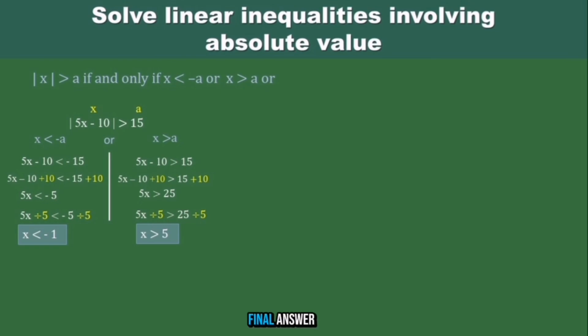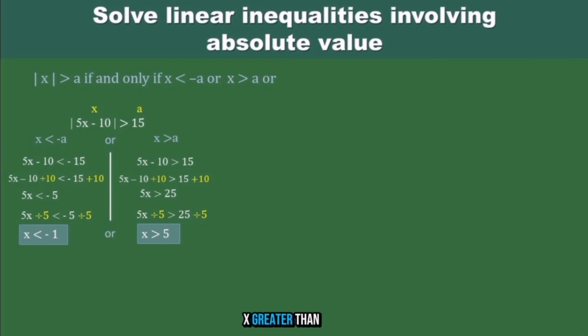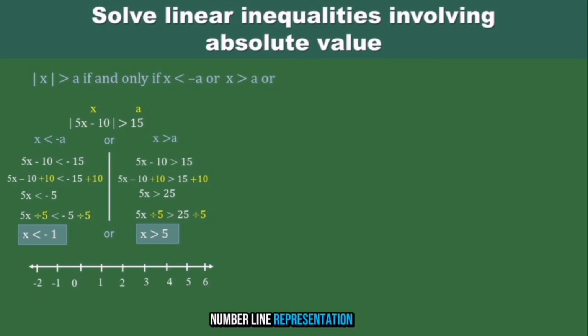So what's the final answer? Remember, Rule 3 gave us two possible solutions: x less than negative 1 or x greater than 5. This means our complete solution includes all numbers less than negative 1 and all numbers greater than 5. We will be using three different ways of writing the answer. First, using number line representation to visualize what we just found.